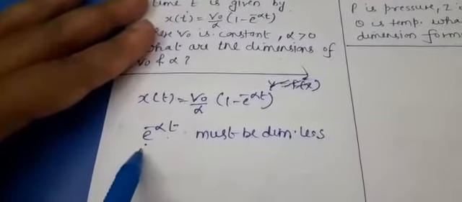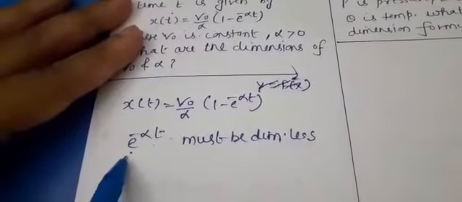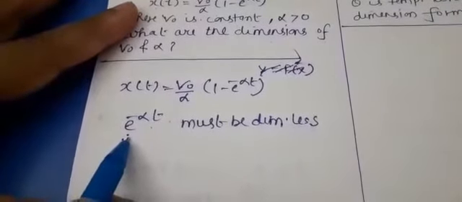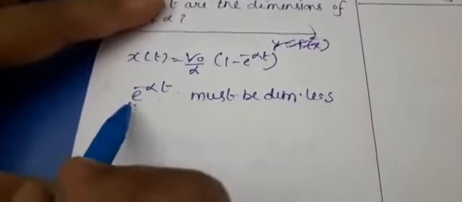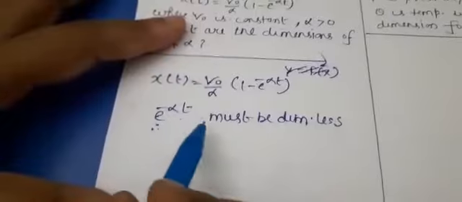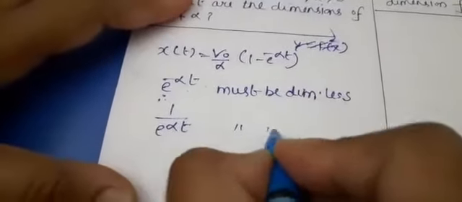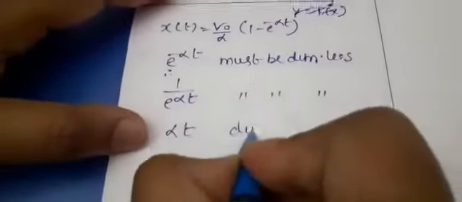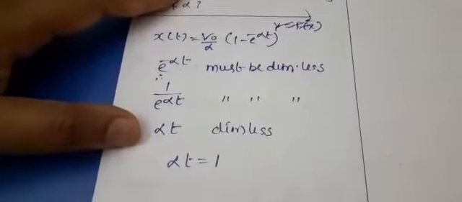E is a term that you will use in one of your units in maths this year in class 11. So don't get confused if you don't have maths, because the basic concept of maths which we will use in the physics, I will explain one by one wherever it will be required. So you have to learn one thing, that an exponential function must be dimensionless. It can be written as 1 by e raised to the power alpha t, this is also dimensionless. It means alpha t is also dimensionless. You can write it as 1.